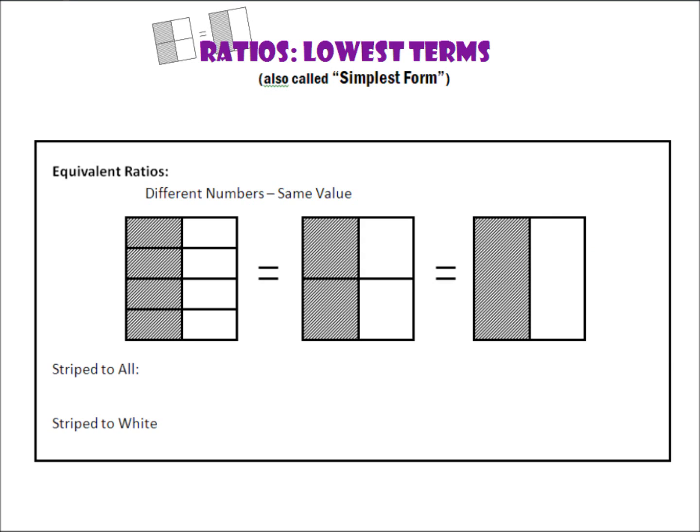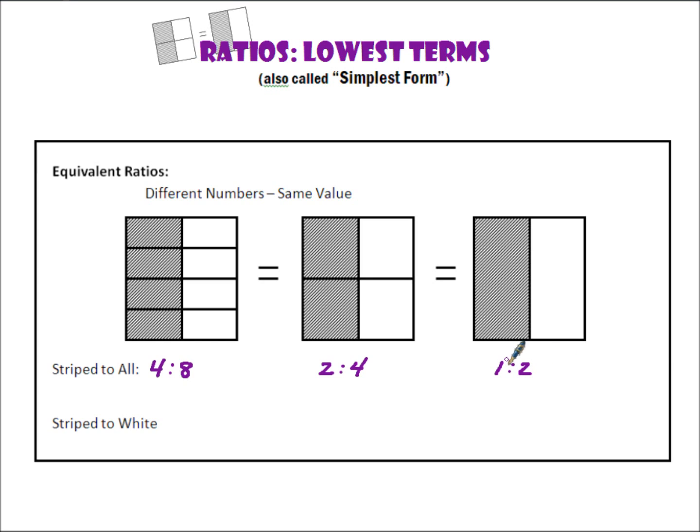So if we look at the first set of boxes, and we want to write the ratio of striped boxes to all boxes in this group, we'd say that the ratio is 4 to 8. If we look at the same value over here, we can see that the ratio of striped boxes to all boxes is 2 to 4. And here in this last one, we can see that the ratio of striped to all is 1 to 2.